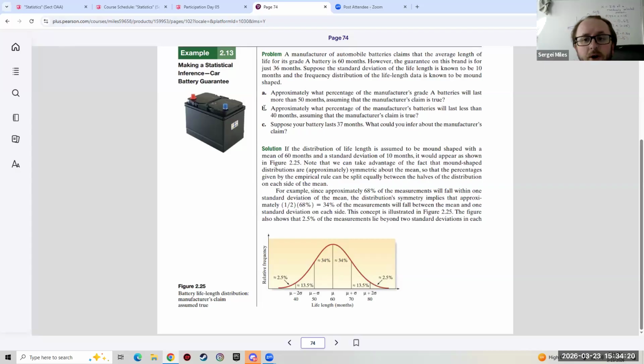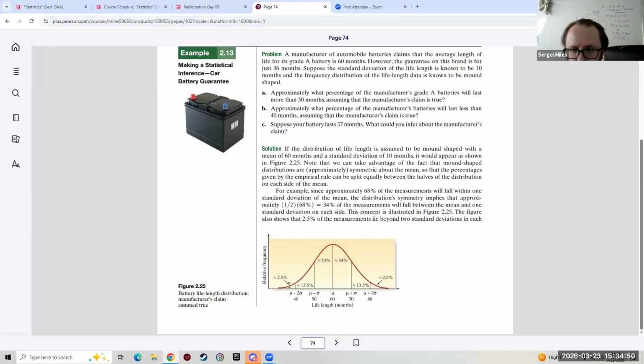Now, if we look at part B, we have a different question now. What percentage of batteries will last less than 40 months? Since after all, their guarantee window is only up to 36 months, right? Is that actually a good guarantee? Well, if the average truly is 60 months, what percent of batteries will die before they reach 40 months, less than 40 months, assuming their claim is true? We'll now come back down to the picture.